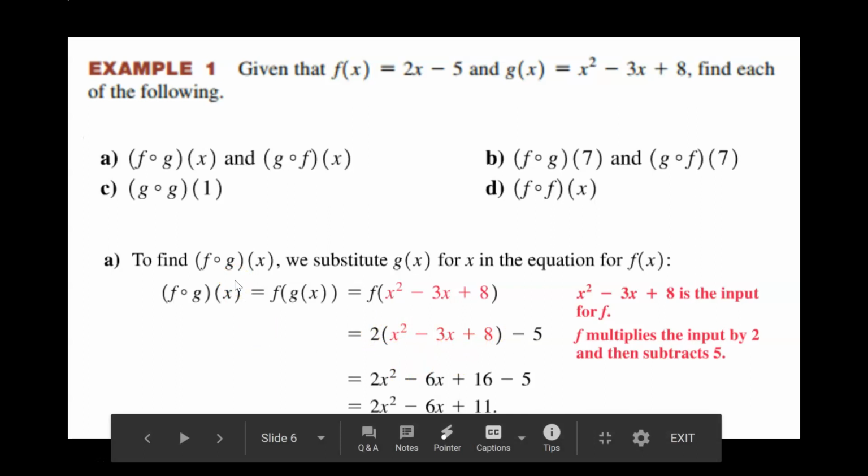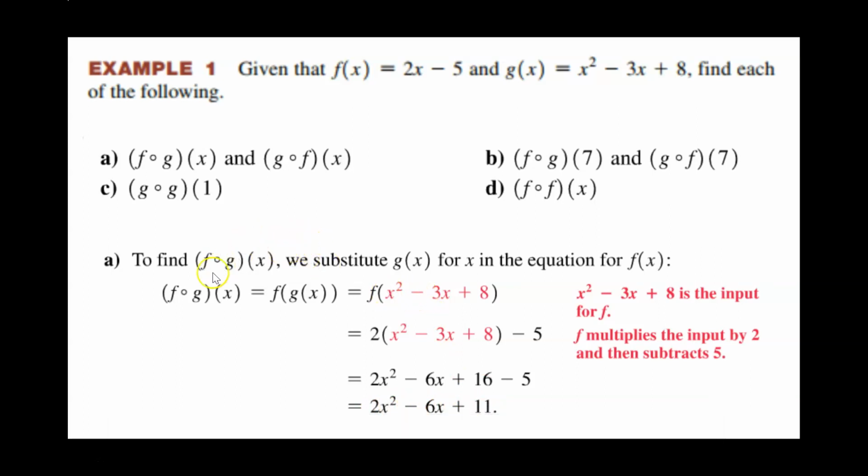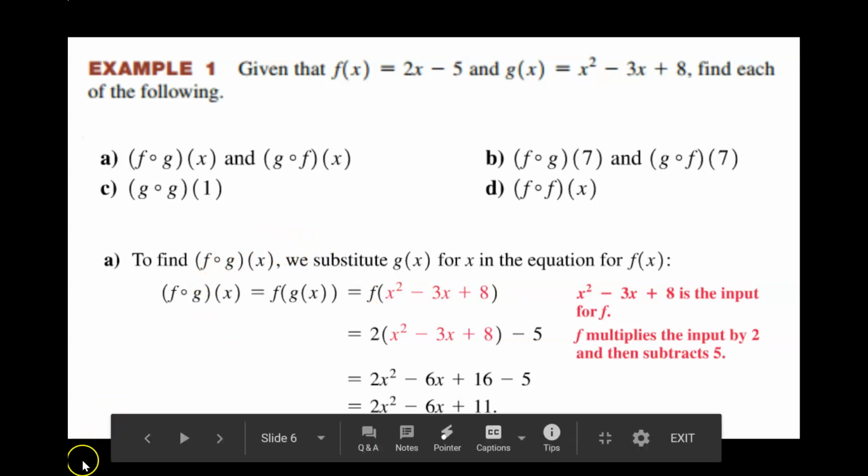Now we're going to collect like terms. The only things that are like terms are the 16 and the minus 5, which gives positive 11. So the final answer should be 2x squared minus 6x plus 11. So good job, Mary, on getting the answer correct in the chat box. Does anybody have a question about this one?